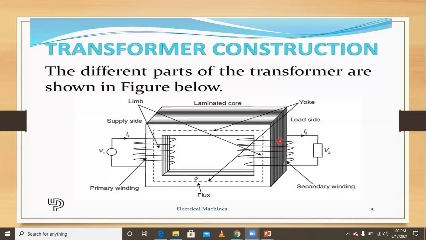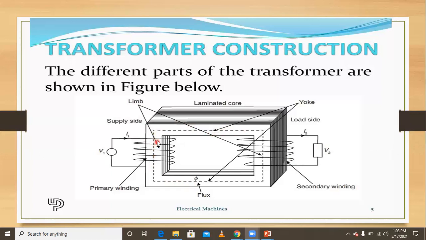Understood? Generally this transformer core is made of silicon steel, or CRGO, cold rolled grain oriented steel. Generally the transformer core is manufactured using silicon steel. It can also be made using iron or mild steel, but generally silicon steel is used.